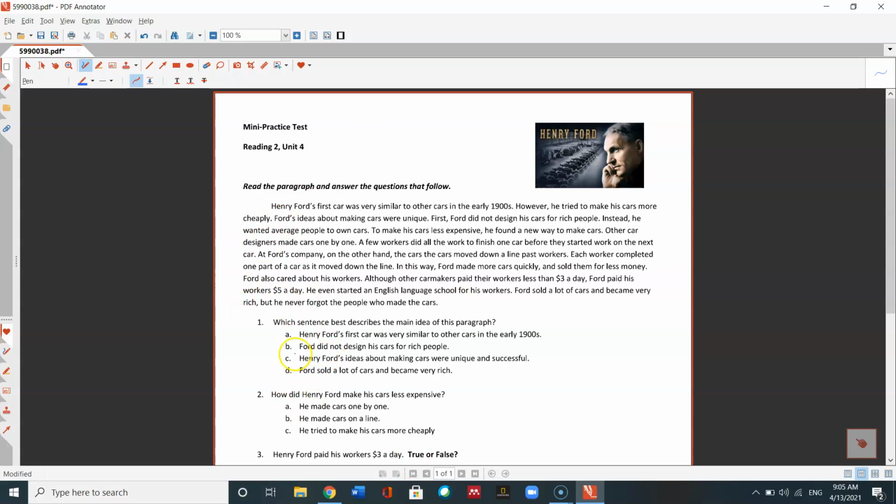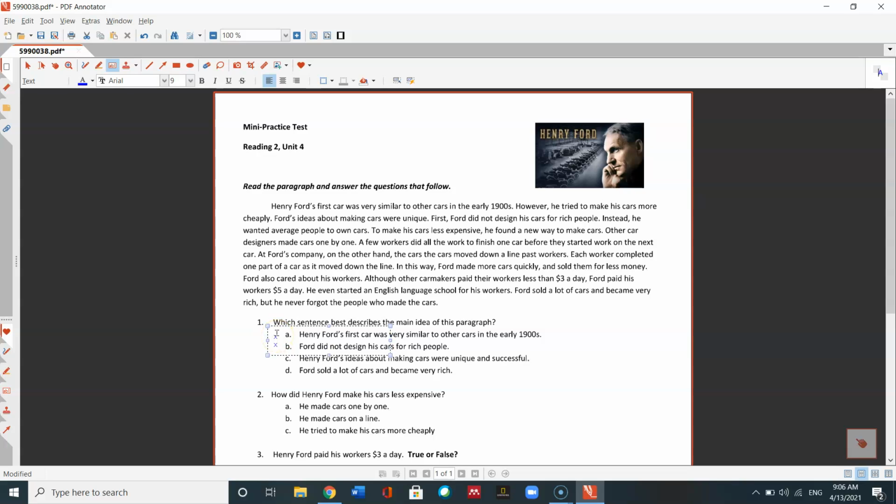Okay, letter B, Ford did not design his cars for rich people. That is also in the paragraph. You can see it here in the paragraph. Ford did not design his cars for rich people. But you see that it says first. First means it is one of the supporting ideas, but it is not the whole paragraph. It is only one supporting idea. So this cannot be the answer. A and B cannot be the answers.